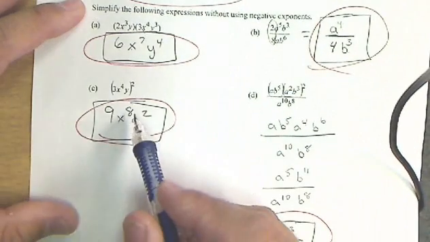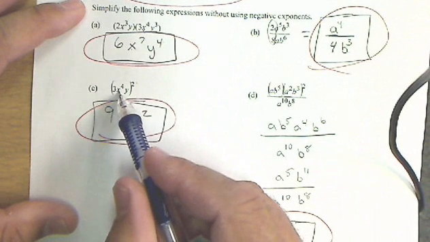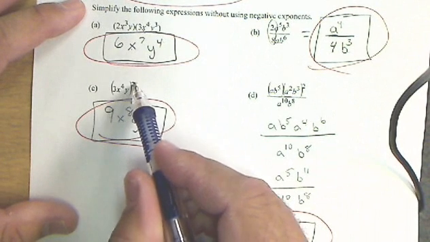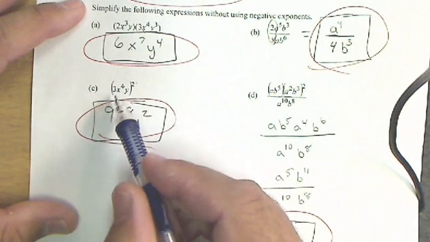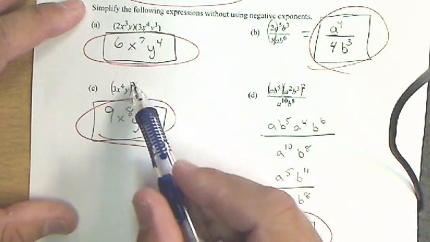Most people got this one right. 3 squared is 9 because it's 3 times 3. X to the 4th raised to the 2nd means I have x to the 4th times x to the 4th, which is x to the 8th. Y squared, which is y squared.